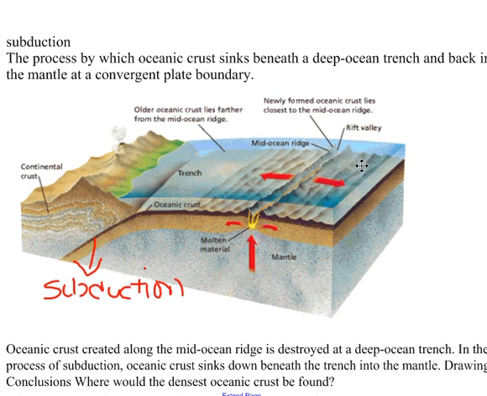If you look at this picture again, you see the newly formed oceanic crust is closest to the mid-ocean ridge, while the older crust is further away. Eventually, the older ocean crust will subduct under either a continental or oceanic crust because the older ocean crust is more dense than the continental crust.